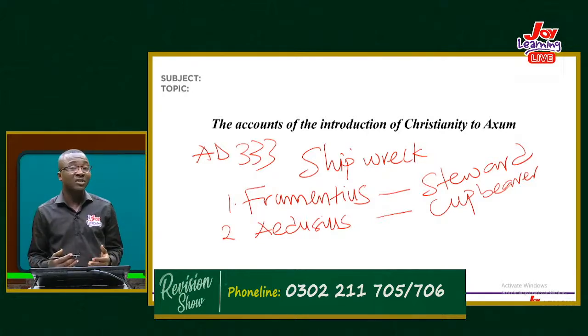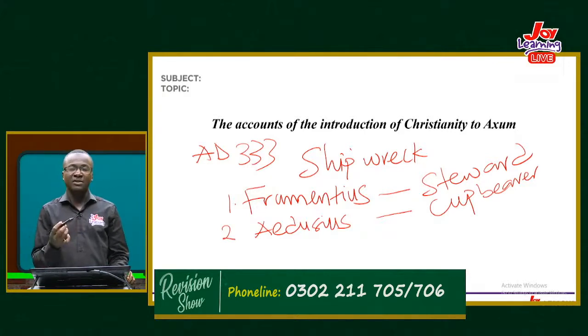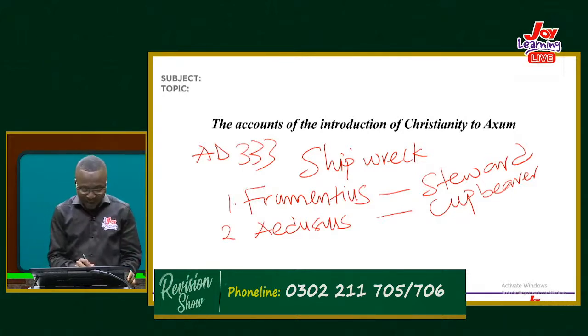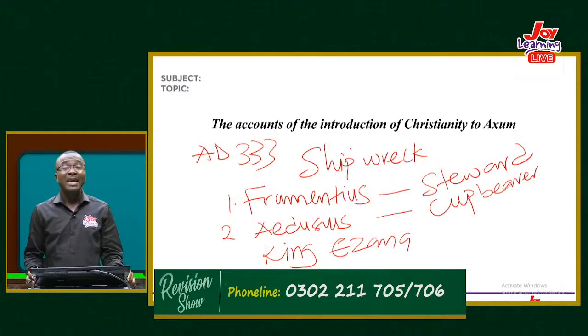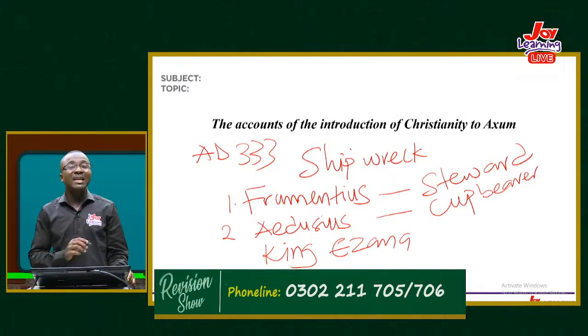So these are people who occupied the position until a substantive king was elected or appointed. And so Frumentius took advantage of this to introduce his religion, which is Christianity, to the people of Axum. Now, initially, Christianity faced some persecution. However, we are told that when King Ezana became king of Axum, he got converted through the teachings of these brothers and he became a Christian. Now, as a king, when he became a Christian, he declared Christianity a national religion.